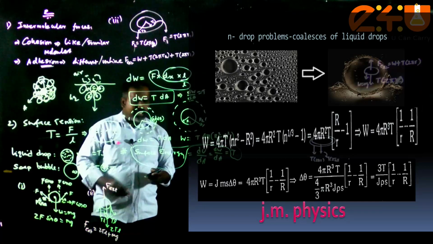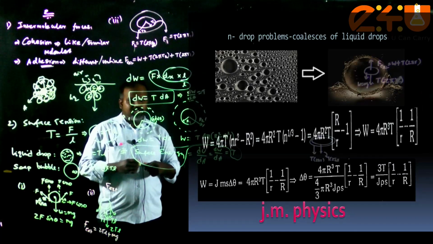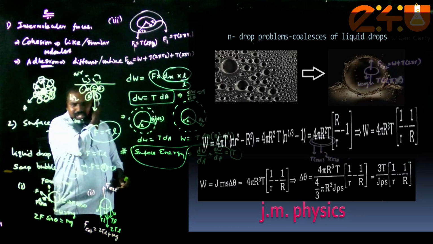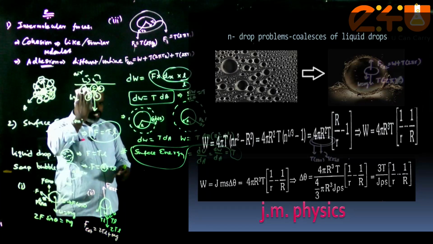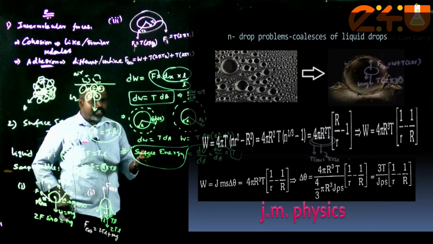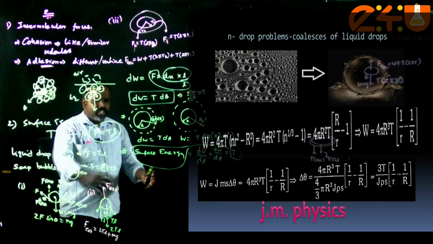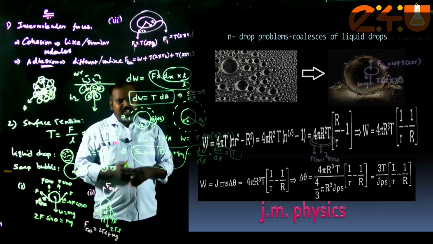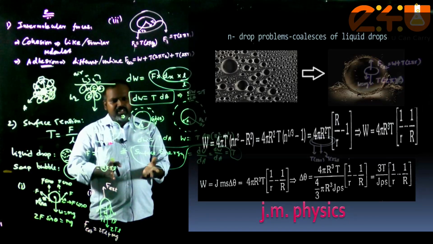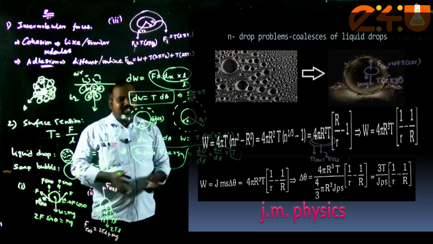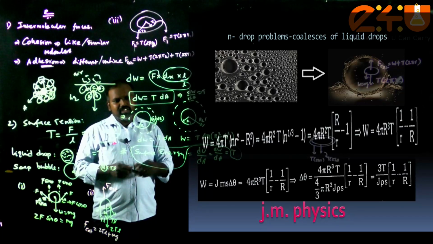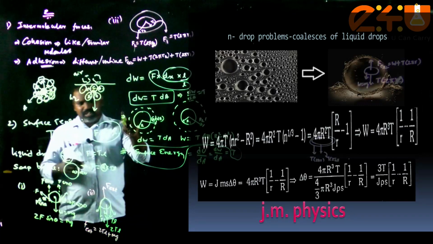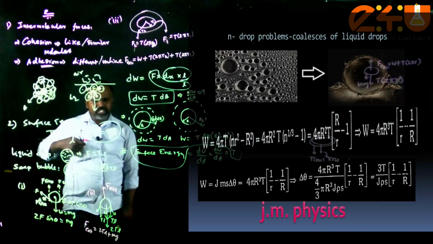Now we see another very important concept from the MCQ point of view, that is n-drop problems. There are two cases in this. One is a number n of smaller identical drops combining together to form a bigger one, or the second one is a bigger drop split into n identical smaller drops. So this is the main thing we are going to discuss, and before that kindly note down the content.